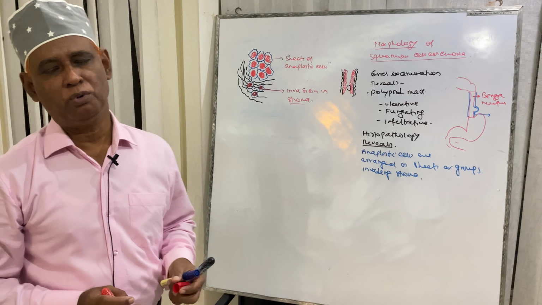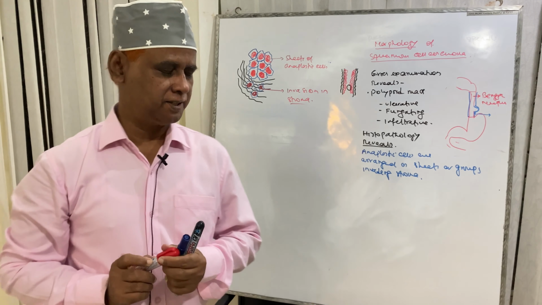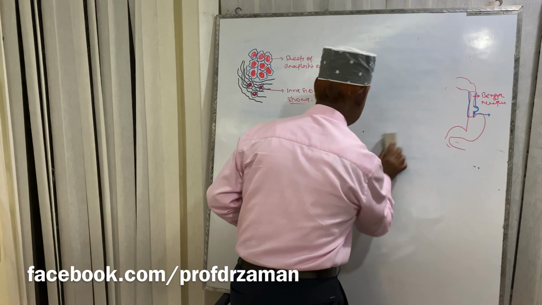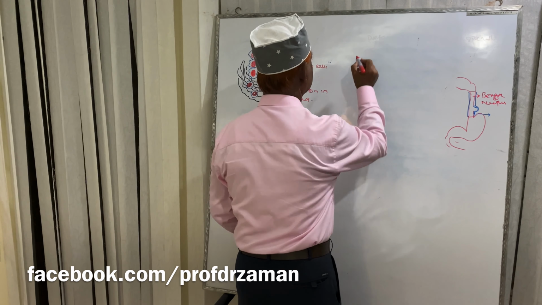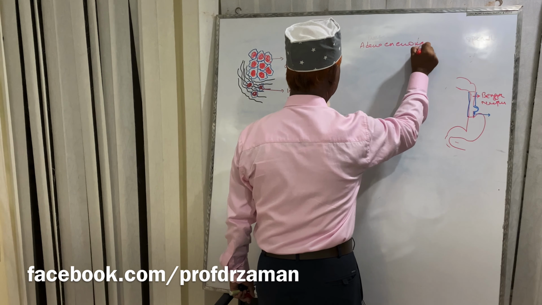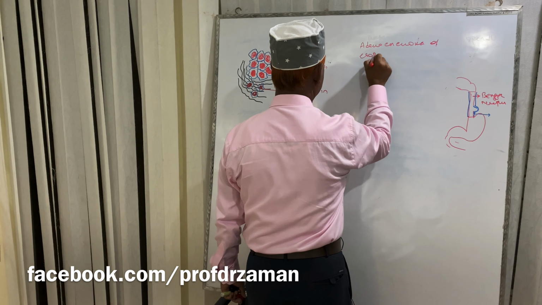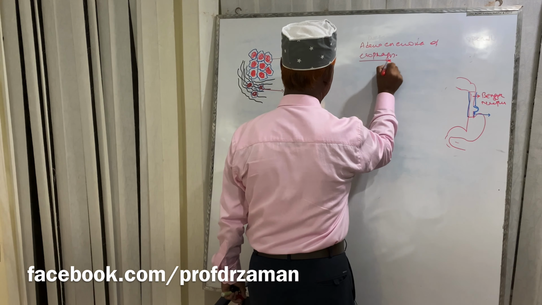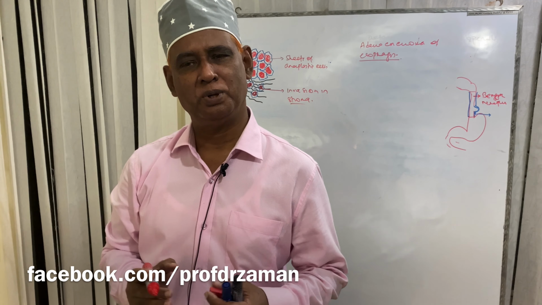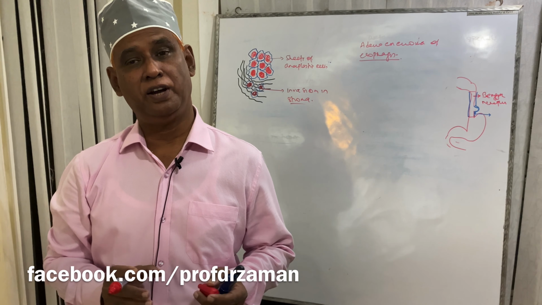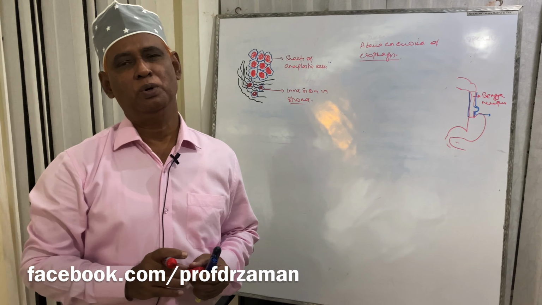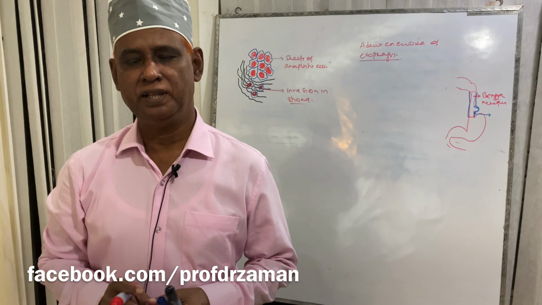Dear audience, now come to adenocarcinoma of the esophagus. The most common carcinoma of the esophagus is squamous cell carcinoma. It is about 80 to 85%. And adenocarcinoma is less common. It is about 5 to 15%.